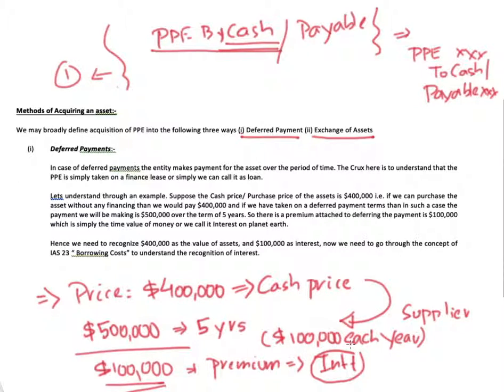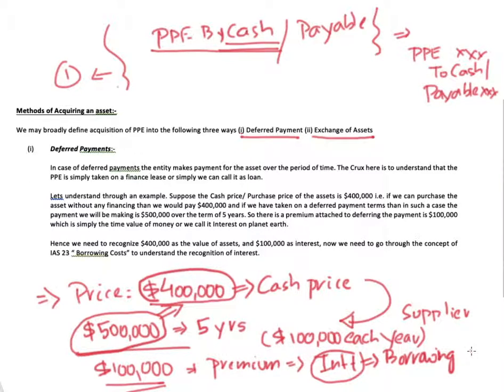Now the accounting treatment will be different. Even though we are paying $500,000, the cash price of the asset is $400,000, which means if I would have paid for the asset now, I would have paid $400,000. Hence, the extra that I'm paying is interest, and this interest is borrowing cost under IAS 23.